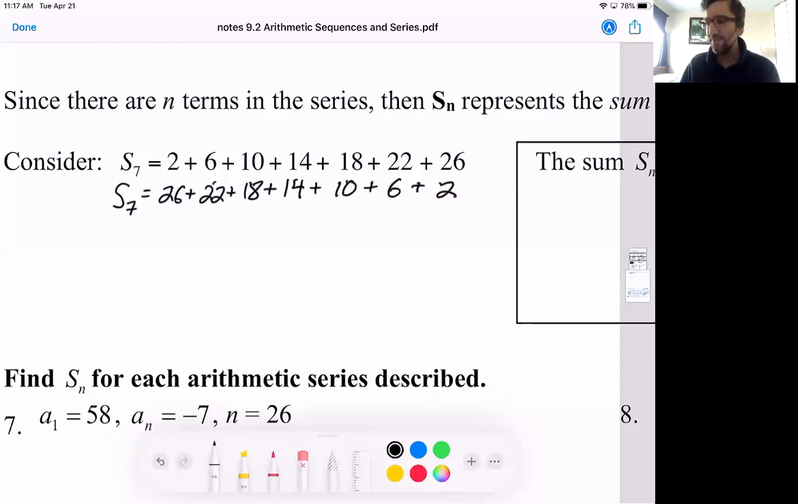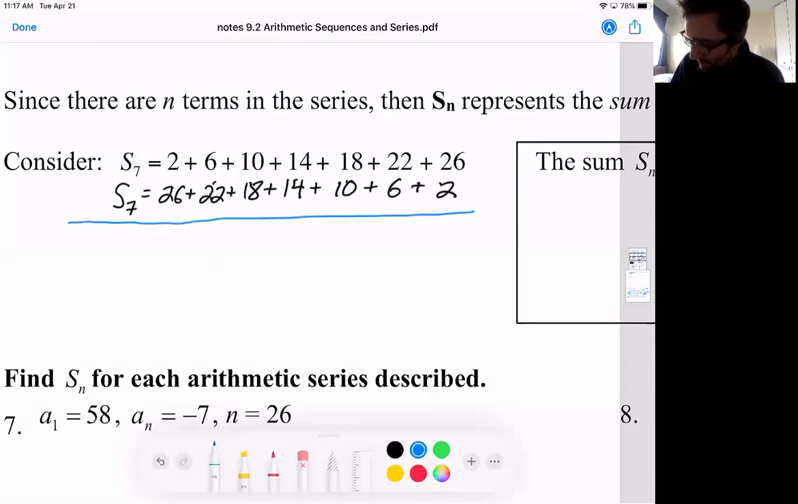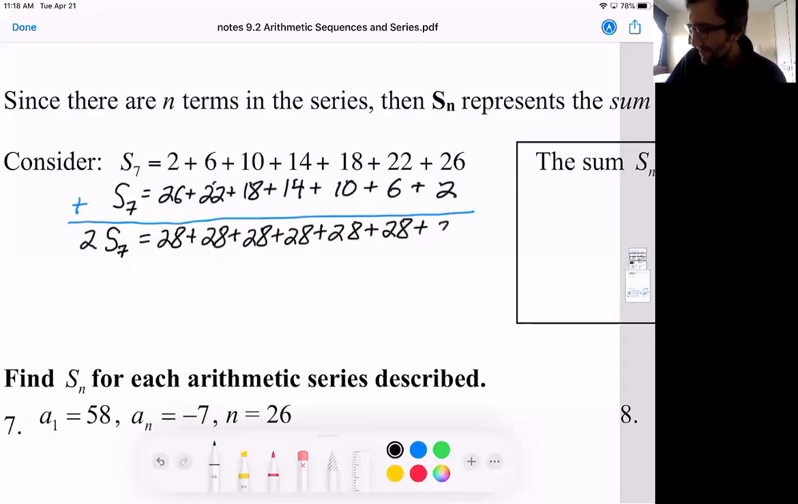Okay, so let's add these two sums together. So we'll do a little addition here. So that would be 2 of those sums, right? One of the sums plus another sum is 2 sums. And what do we get? 2 plus 26 is 28. 6 plus 22 is 28. Interesting. 10 plus 18 is 28. 14 and 14 is 28. 18 and 10 is 28. Wait a second here. 22 and 6 is 28. Hey, 26 and 2 is 28.